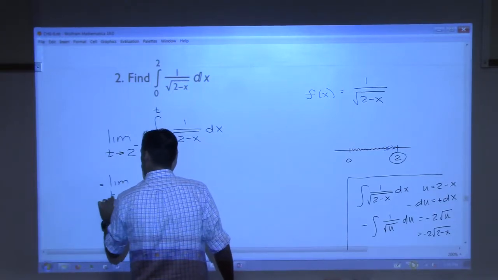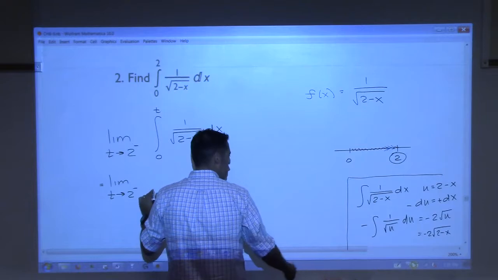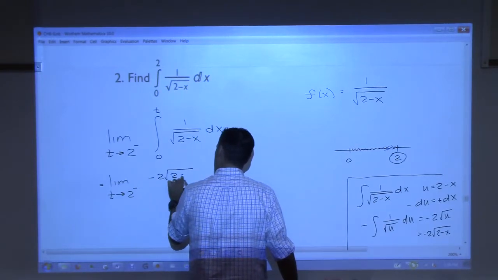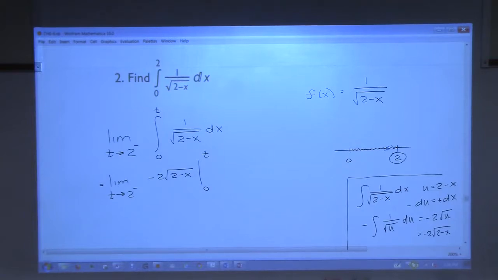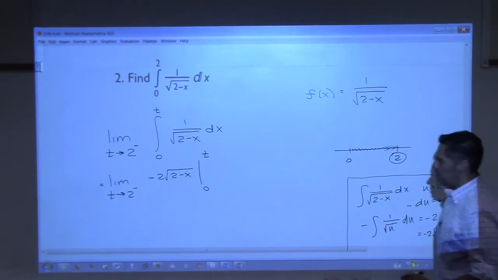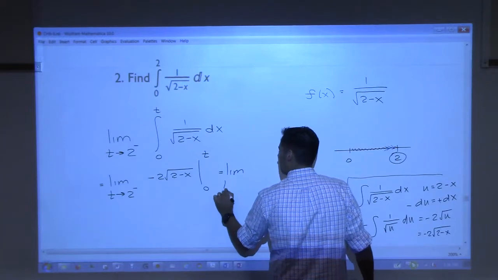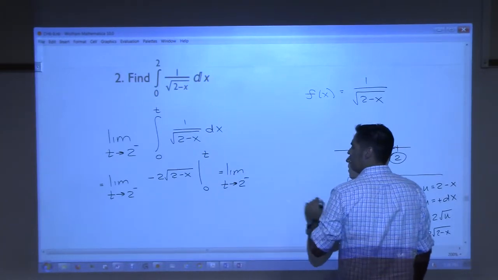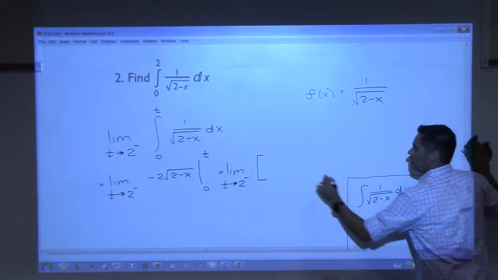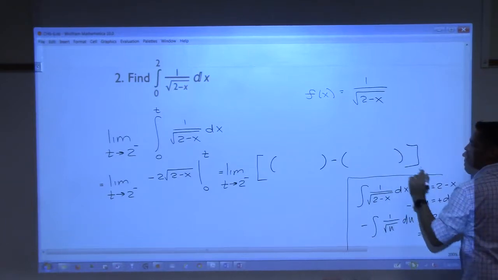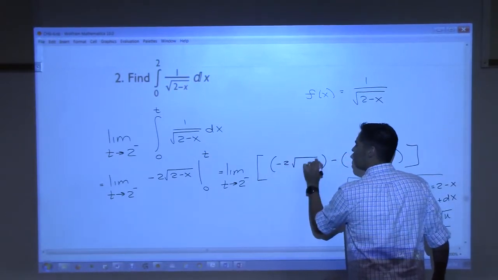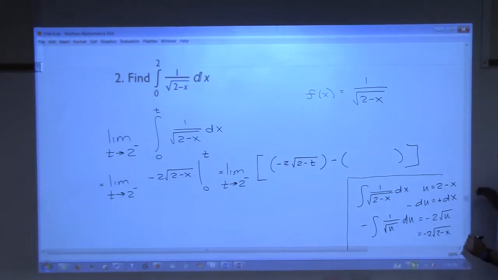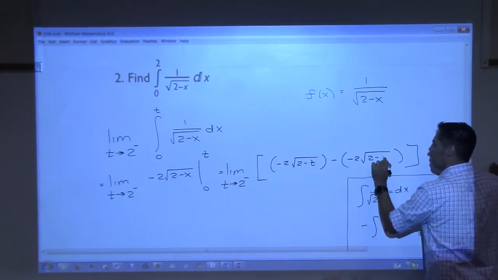Limit t approaches 2 from the left, and we have the antiderivative, which is negative 2 root 2 minus x. We're evaluating from 0 to t. It's looking pretty convergent to me. Let's see here. Limit t approaches 2 from the left. And now I have two things that I'm going to put in here. So first we replace the x with t. So negative 2 root 2 minus t. Then we replace the x with 0. Negative 2 root 2 minus 0.